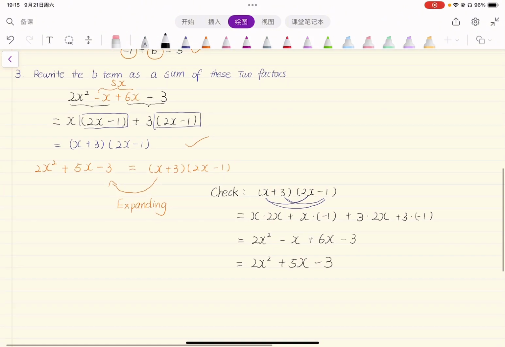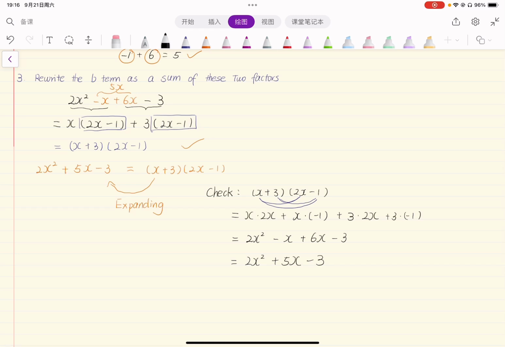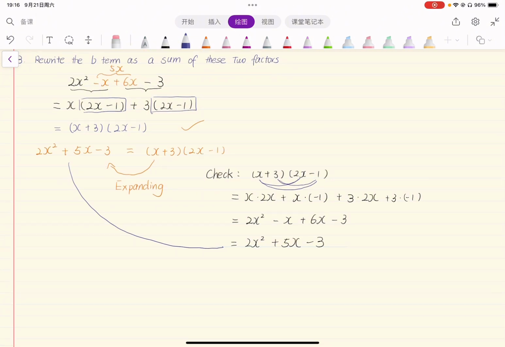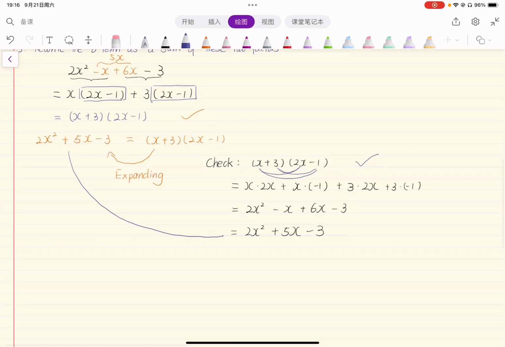So is it the same as the original one? We see that it is the same, which means our factorization is correct. So after you do the factorization, it is better to have a double check to see whether your factorization is correct.